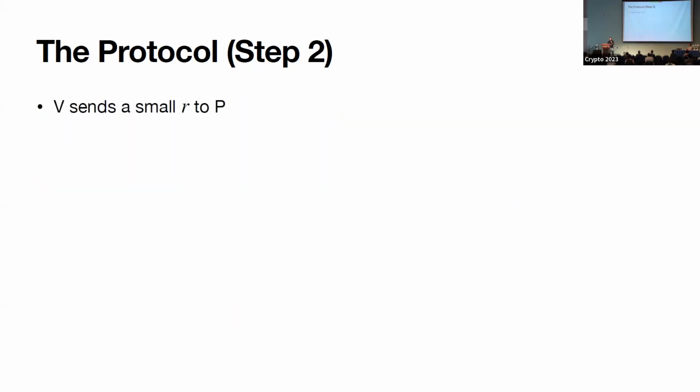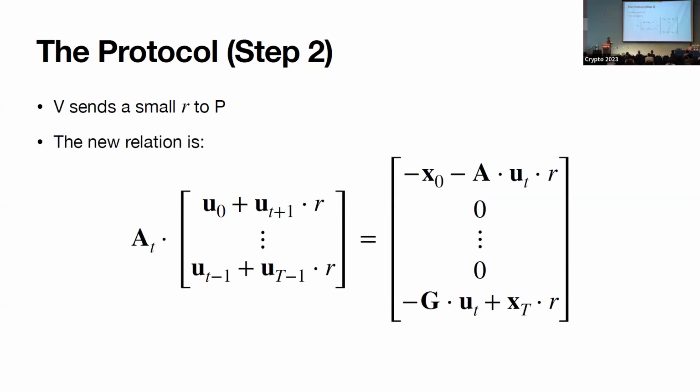So the verifier will sample a small integer r and send it to the prover. And this defines the new relation, which is defined by essentially taking the linear combination of these two columns based on the r that the verifier has sent. And it's important that r is small so that this doesn't blow up the norm of the witness too much. But this can be done. And note that the verifier can efficiently compute this locally because he knows u_t, which was sent previously by the prover, and he knows little r that is sampled on its own.